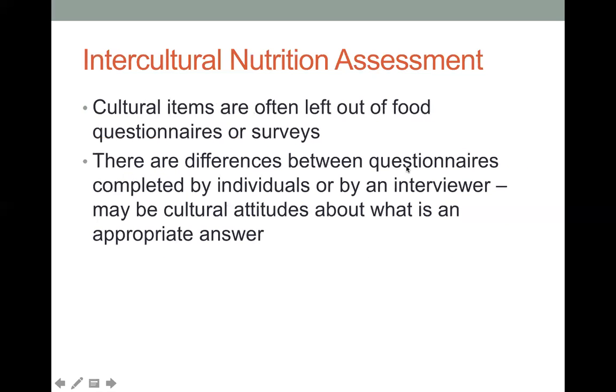Intercultural nutrition assessment. I did kind of mention this, that cultural foods could be left out. If there are issues with reading or literacy or writing, you may have an interviewer fill out the survey, but they've done lots of studies where the results that an interviewer will record are different than the results that an individual would actually write if they were able to. Because being able to write something in the comfort of your own home is different than having to actually tell somebody what you ate.